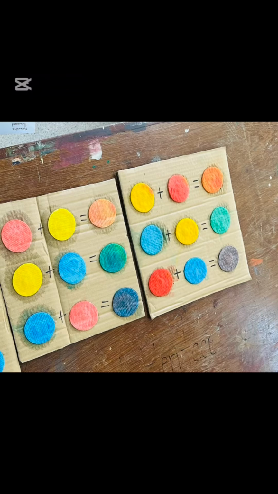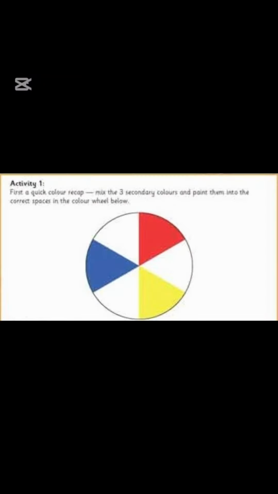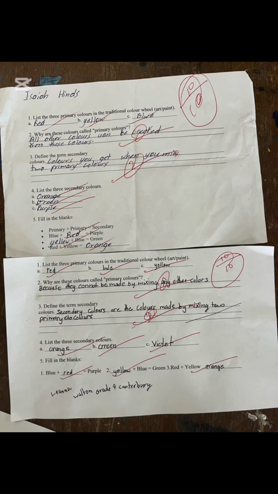So our next activity was a mixing activity which was created from a stiff cardboard, and cotton wool pads were placed on it. Activity sheet: this activity was printed and then students had to mix the primary colors to produce the secondary colors. Then they completed a printed worksheet based on what they covered.